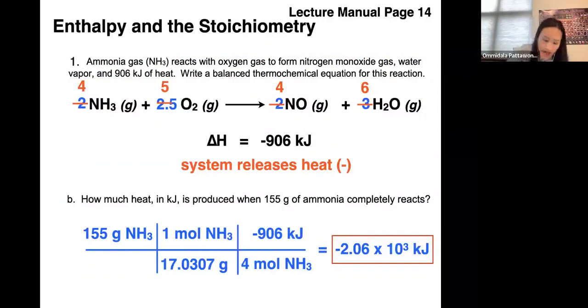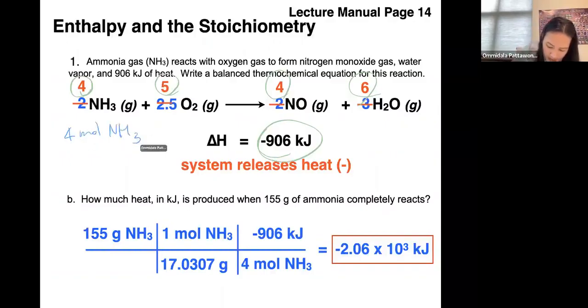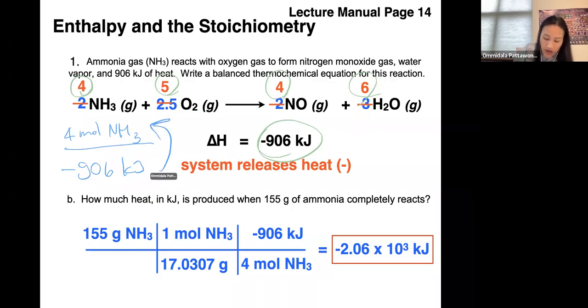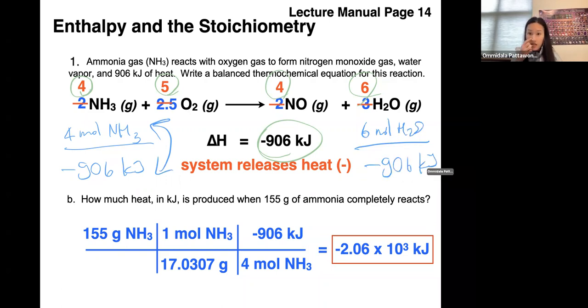You're looking at how many moles of each of these per how much heat is produced, right? For example, a conversion factor you can extract from this is that every 4 mole of NH3 is going to give off negative 906 kilojoule of heat, and so on for oxygen. You can flip this as well, depending on what unit you want to cancel. Same thing for water: 6 mole of water involves negative 906 kilojoule. So that's the relationship between enthalpy of reaction and the balanced chemical equation.